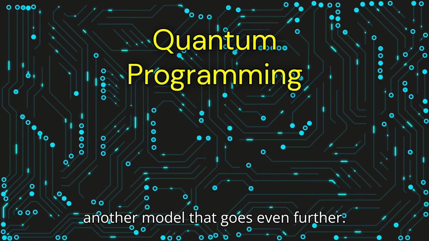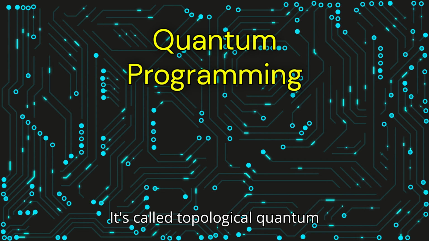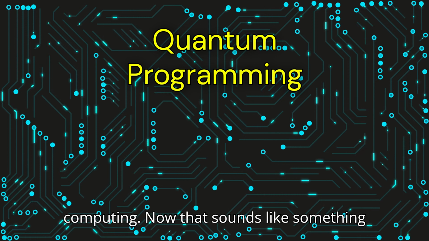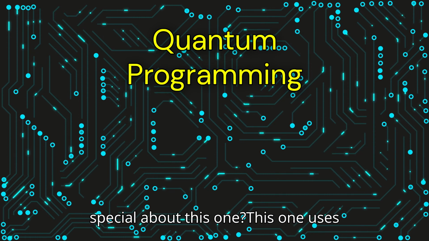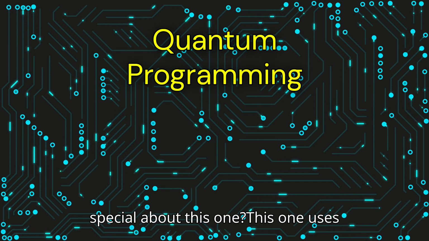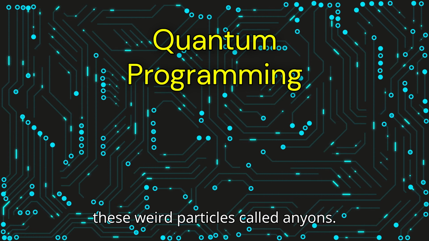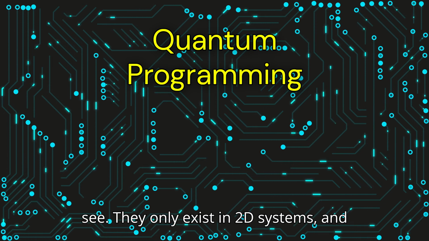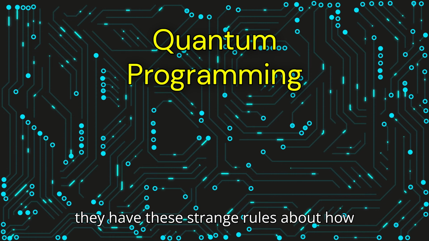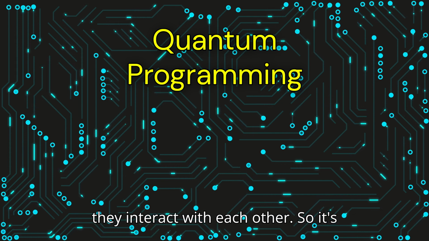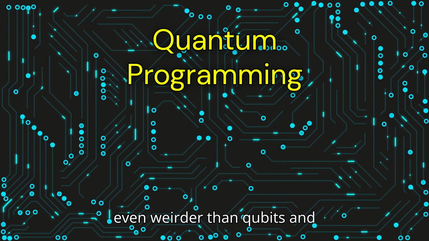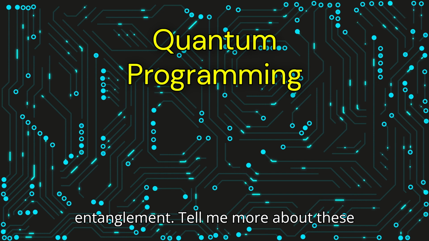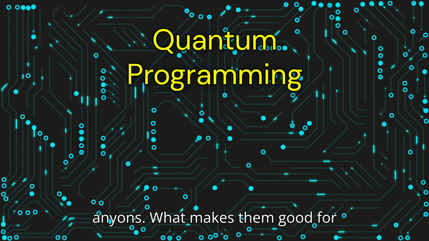There's another model that goes even further. It's called topological quantum computing. Now that sounds like something straight out of Star Trek. What's so special about this one? This one uses these weird particles called anyons. They're not like anything we normally see. They only exist in 2D systems, and they have these strange rules about how they interact with each other. So it's even weirder than qubits and entanglement. Tell me more about these anyons. What makes them good for computing?